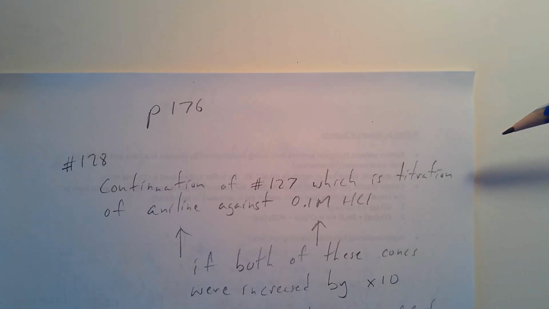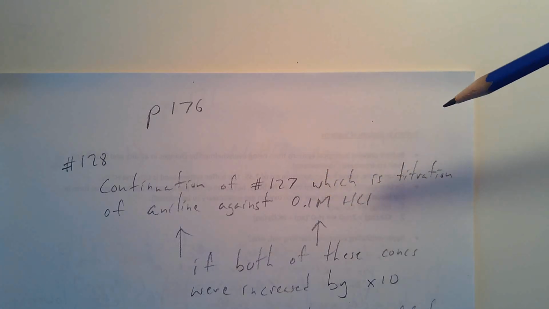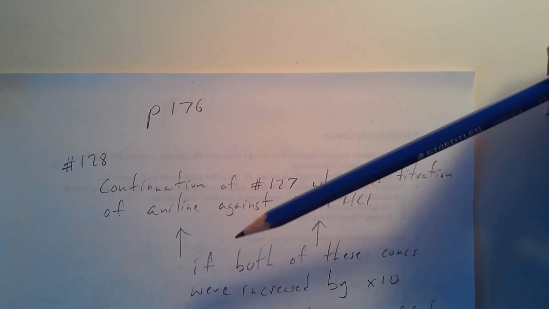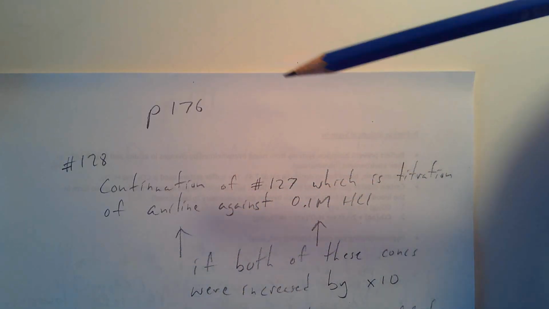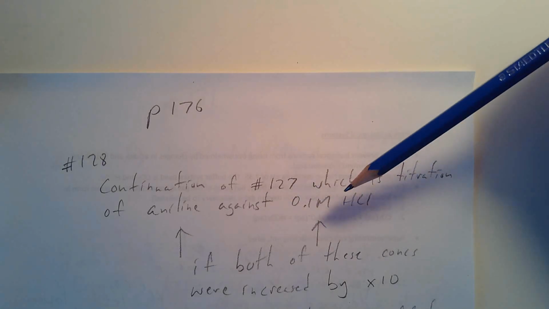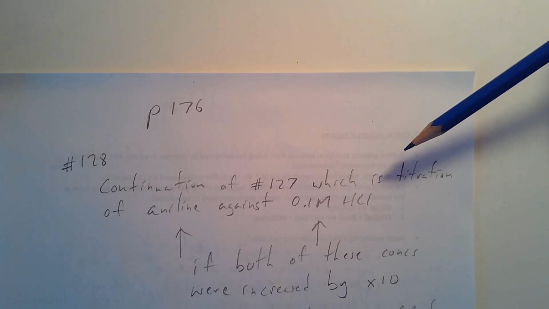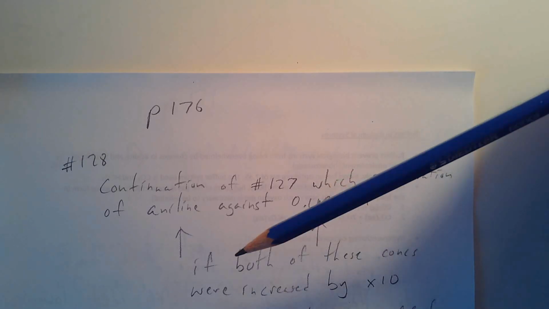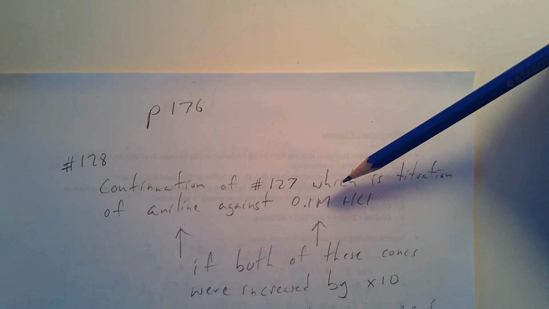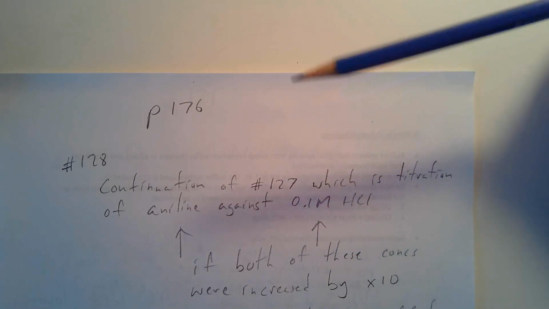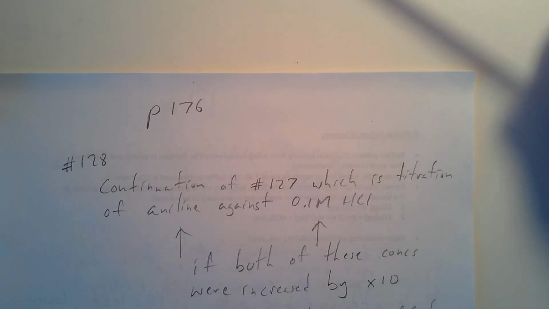One was from page 176, number 128. Here you're doing a titration, and it's a continuation of question 127. It's basically the same exact titration, using a weak base called aniline and 0.1 molar HCl. Those are the two things being titrated against each other. The question asks, suppose the concentrations of both the aniline and the HCl increase by a factor of 10. That means the HCl would be 1 molar instead.